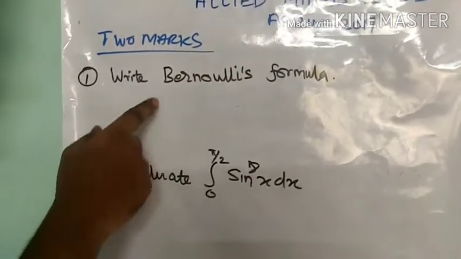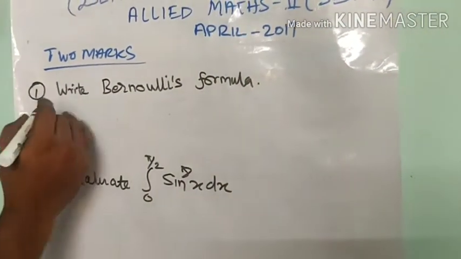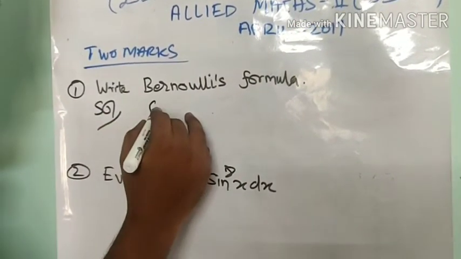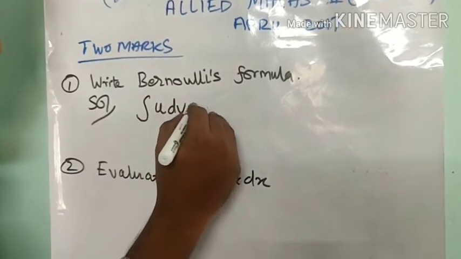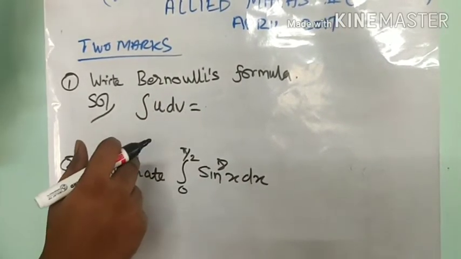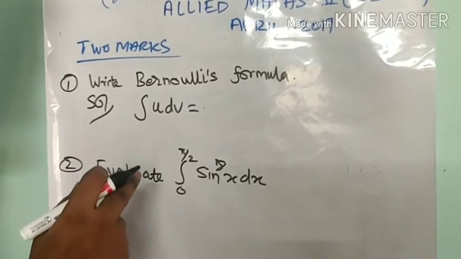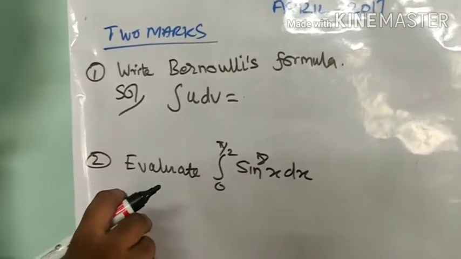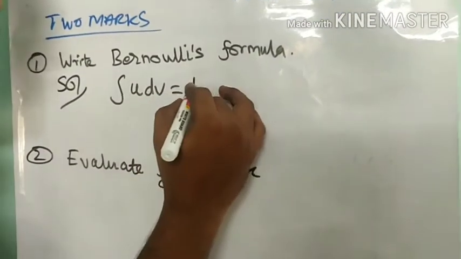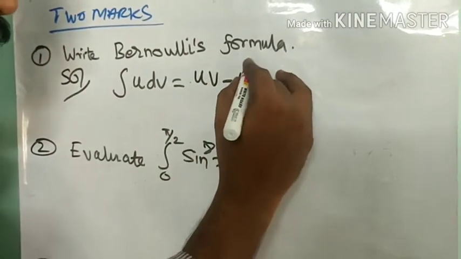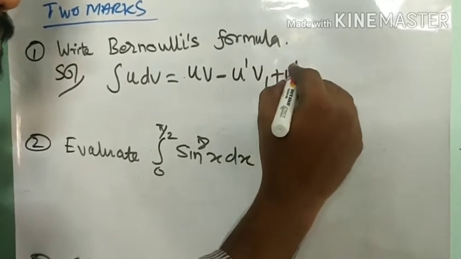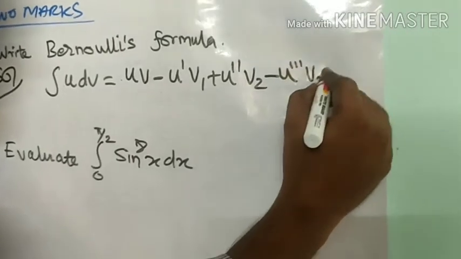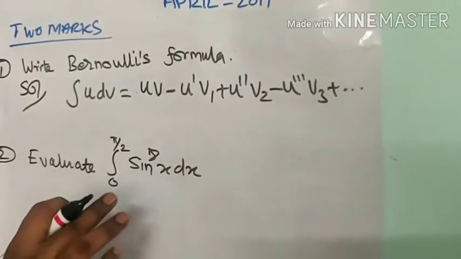In the first unit, this is a very important formula. Bernoulli's formula is integral u dv equal to, the integration by parts formula, and it is an nth time formula. Integral u dv equals uv minus u dash v1 plus u double dash v2 minus u triple dash v3, and it goes like that. So easily we can work out this formula.